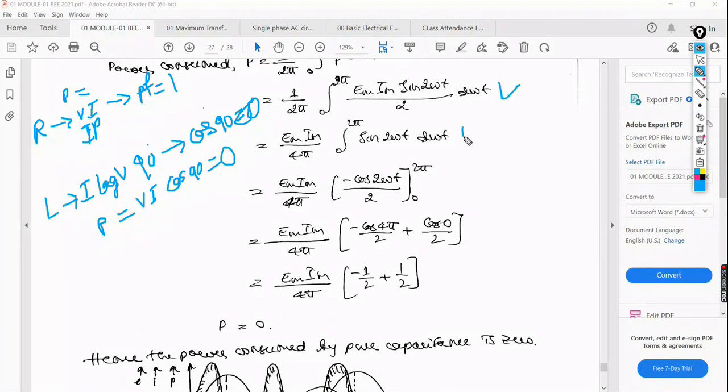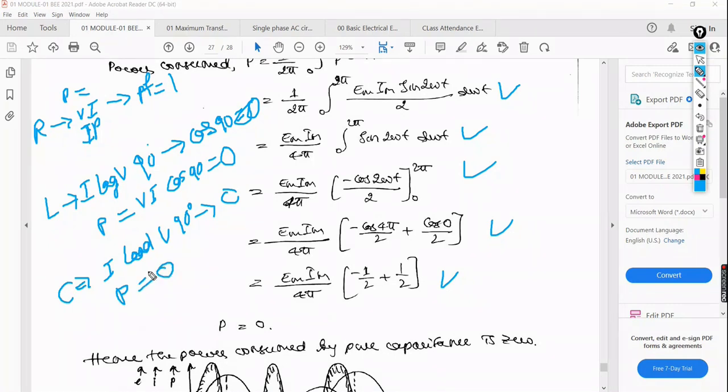But you have to derive this by the analytical method. I am giving this instruction that the power consumed by the inductance is 0. Then with respect to the capacitance, current will lead voltage by 90 degrees. Cos 90 here is also 0, so the power consumed is also 0. You have to remember this.